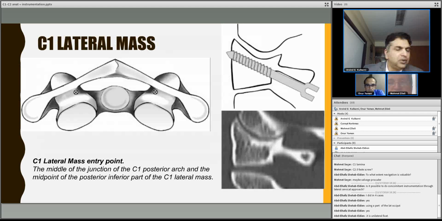So now we come to the relatively newer technique, that is the C1 lateral mass and C2 pedicle screw. As I said, the C1 lateral mass is a very thick structure. It is a dense piece of bone, and the purchase that you get here is phenomenal. The entry point is at the junction of the posterior arch and the C1 lateral mass, exactly at the center. It's a thick shell of bone, and it is fantastic.